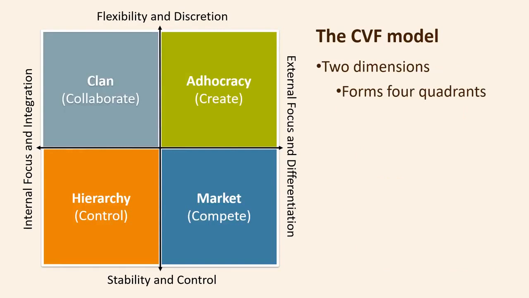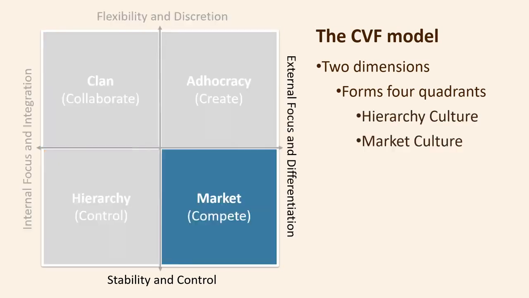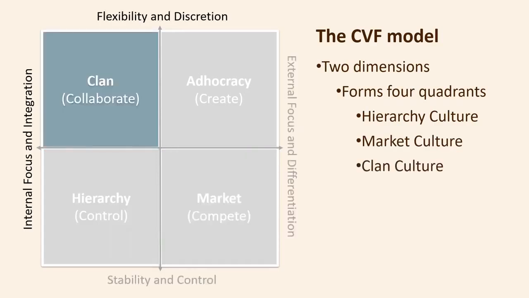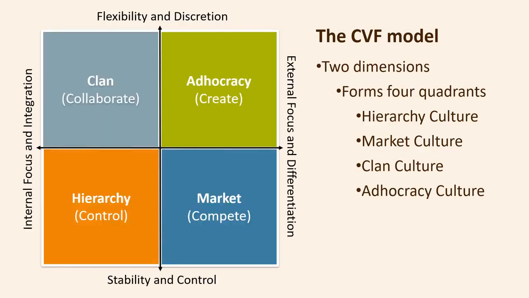Together, these 2 dimensions form 4 quadrants. These are the hierarchy culture, the market culture, the clan culture, the adhocracy culture. Each of the 4 cultures is reviewed in the following sections.